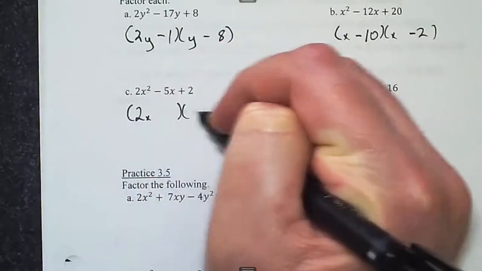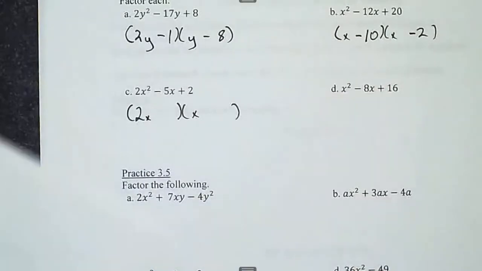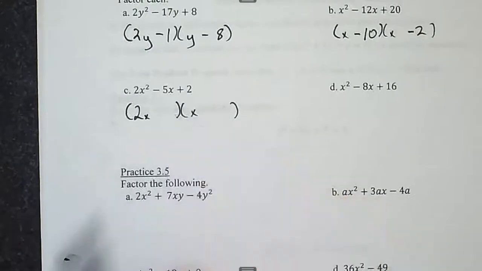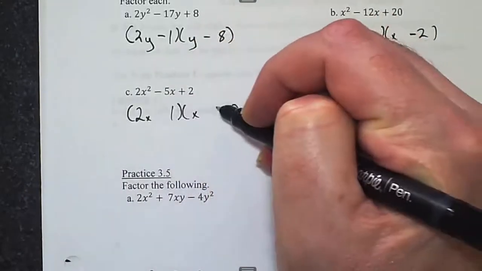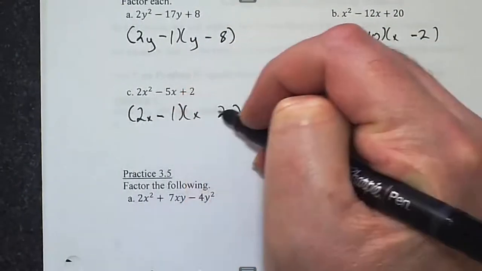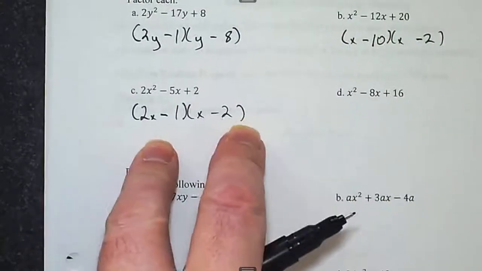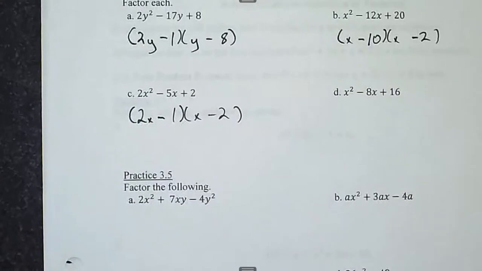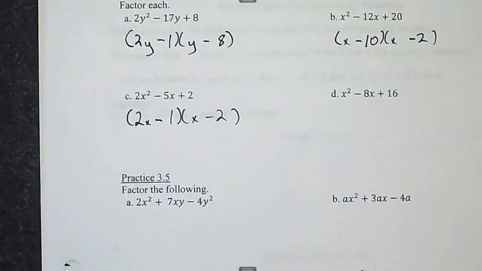So I'll do 2x and x to make 2x squared. And then I only got a couple choices to choose from. I can either go 2, 1 or 1, 2. I'm going to go 1 and 2, and I'll make them both minus, so that I get negative 4x minus 1x is negative 5x. Let's take a look at the next one.